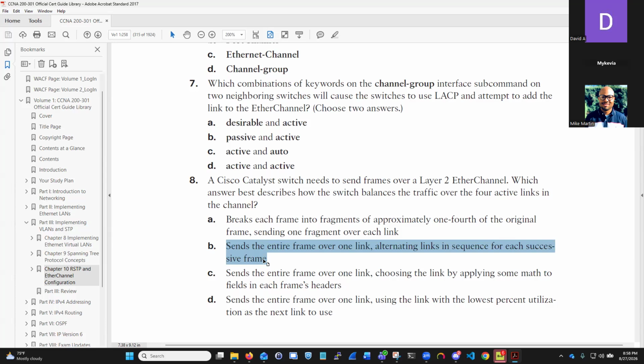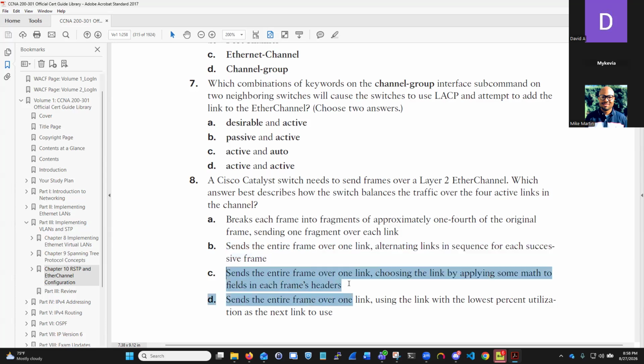Let's read C. Sends the entire frame over one link, choosing the link by applying some math to fields in each frame's headers. So that will be it. I think that's it right there. That would be it, right? And just to, yeah. How though? I'm going to tell you.